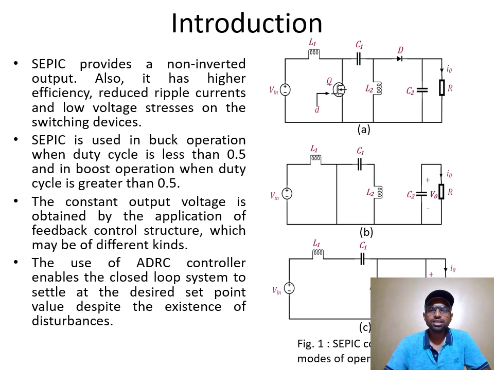That is, when the duty cycle is less than 0.5, it operates as a buck converter, and when the duty cycle is greater than 0.5, it operates as a boost converter. Actually, this converter is a fourth order system, so the design of a controller for this converter is a tedious task.